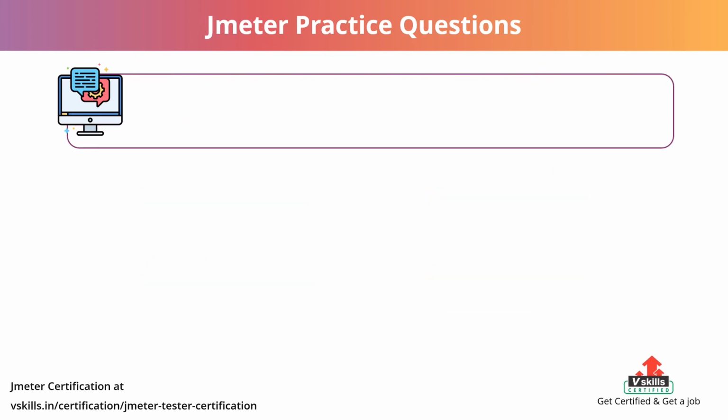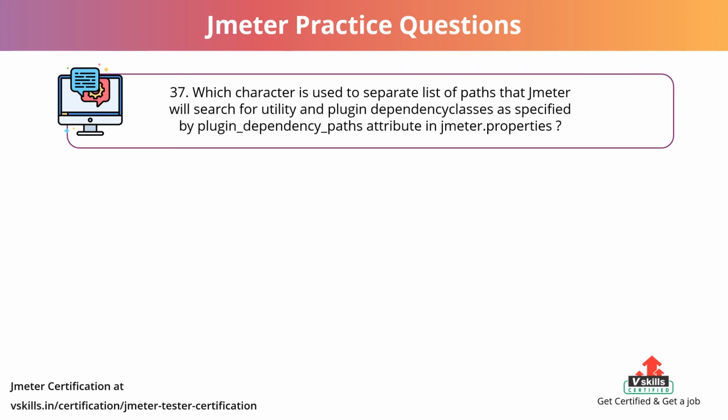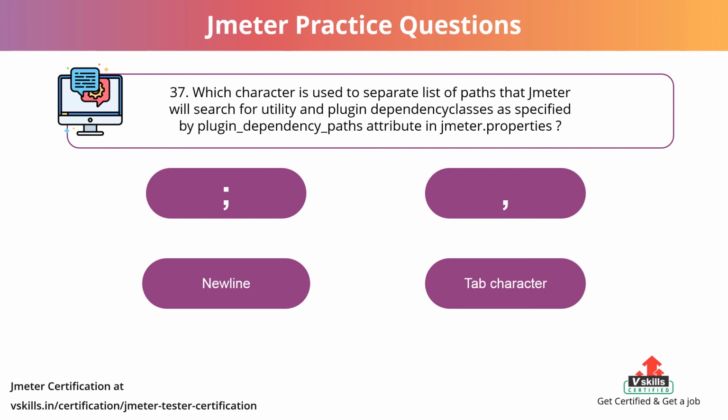Question number 37. Which character is used to separate the list of paths that JMeter will search for utility and plugin dependency classes, as specified by the plugin_dependency_paths attribute in JMeter.properties? The options are A, semicolon, B, comma, C, tab character, D, new line. The correct answer is option A.